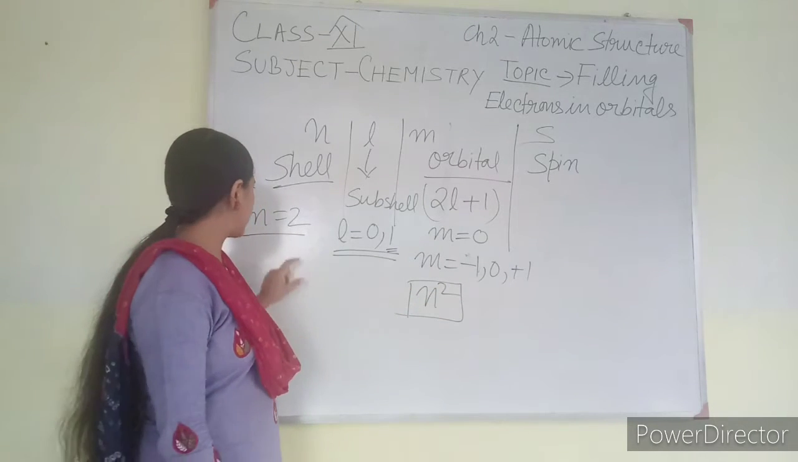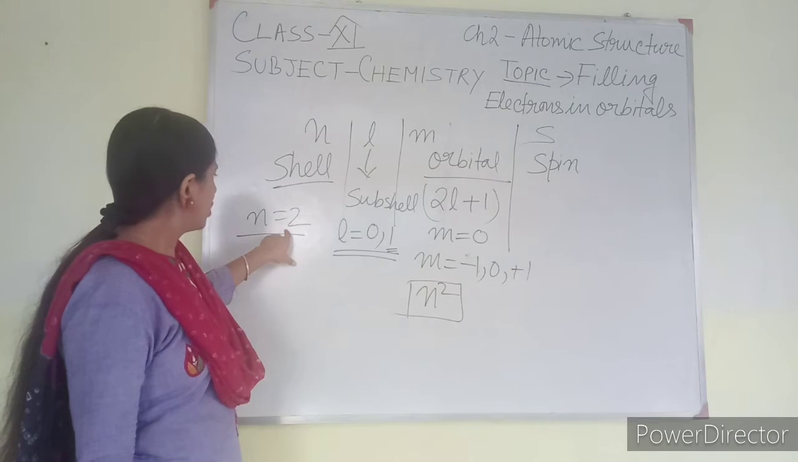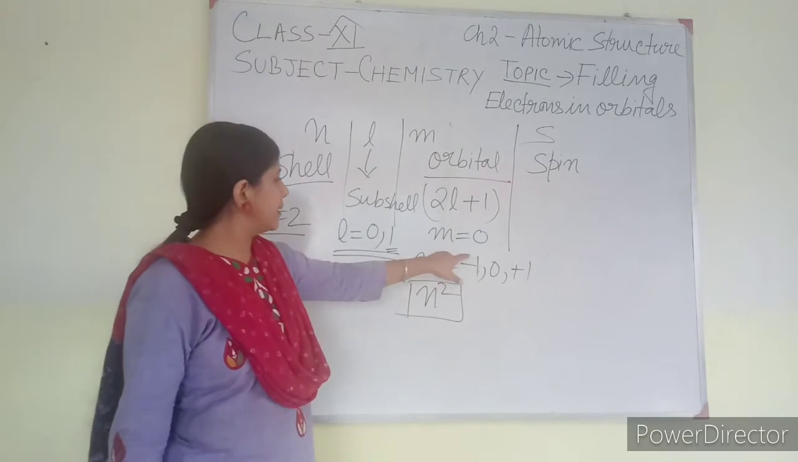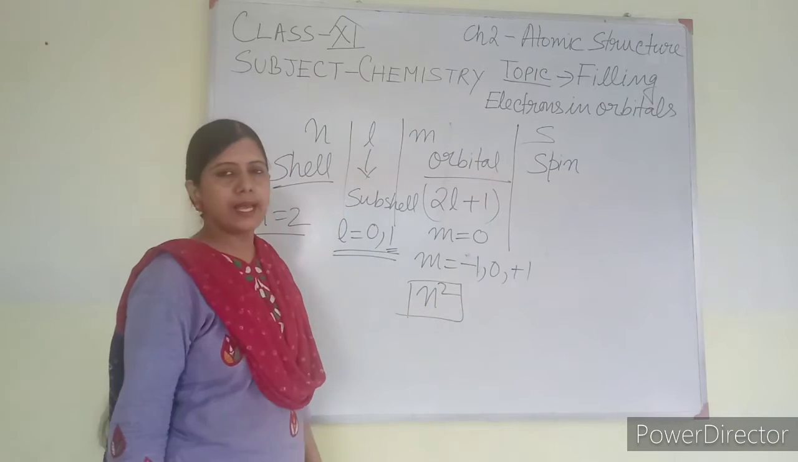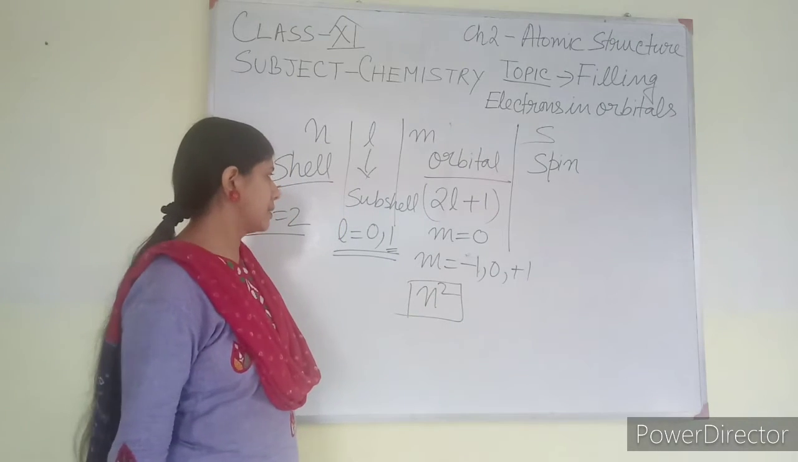You can see here that n is 2. So how many orbitals are there? 1, 2, 3, 4. So n square is 4. I am getting the answer.